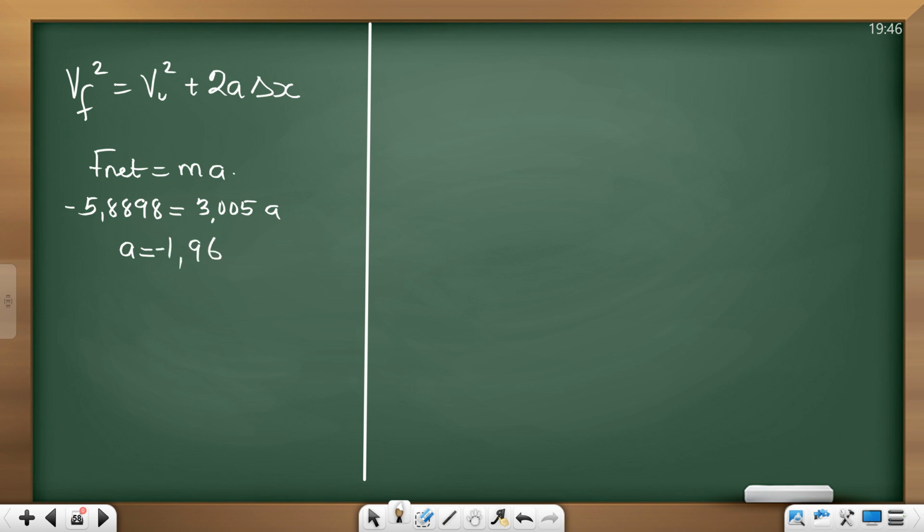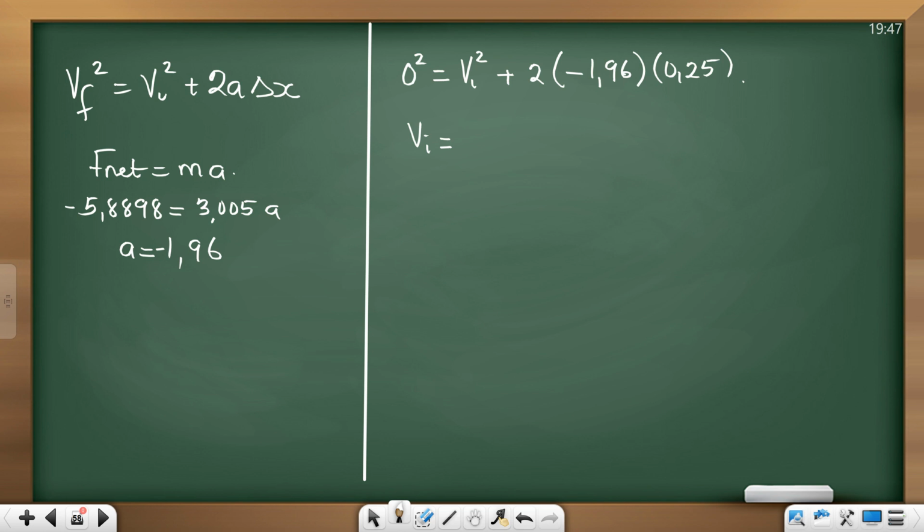But negative. Is it making sense why it's negative? Because it's slowing down. Can we then use this formula? What's our Vf? 0 squared. What's our initial? That's what we are looking for. Plus 2 times negative 1.96. And what's your displacement? 0.25. Please quickly get me Vi.